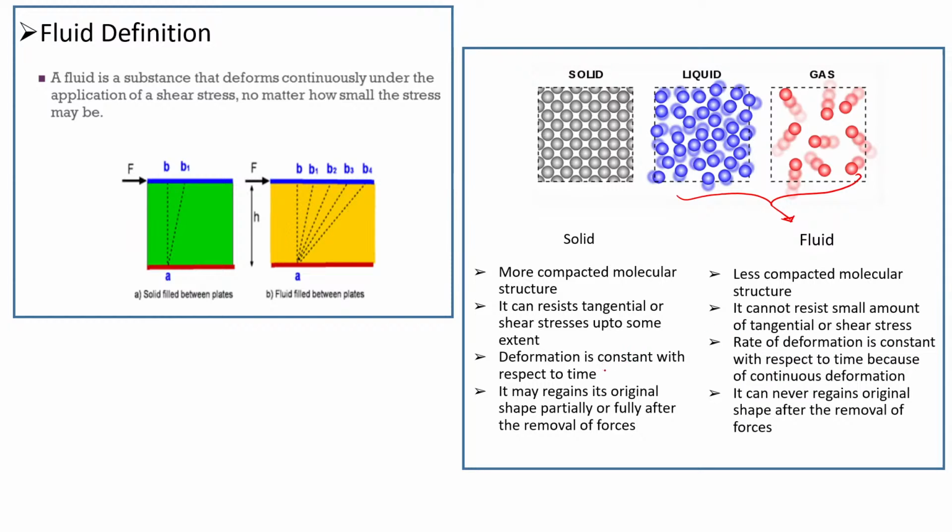Then in case of solids, deformation is constant with respect to time. But in case of fluid, rate of deformation is constant with respect to time. Okay. And solids have some definite shape. Fluid does not have any definite shape. When we remove the force from the solid, it will regain its original shape. In case of fluids, it will not regain its original shape.